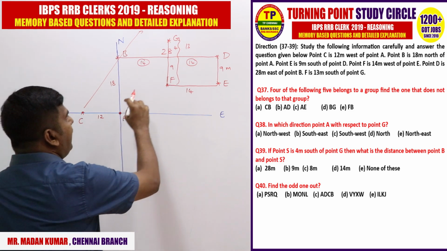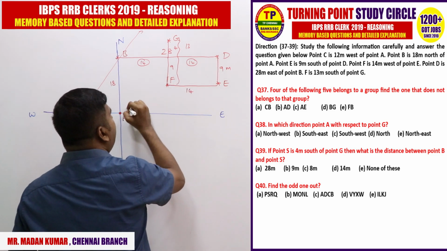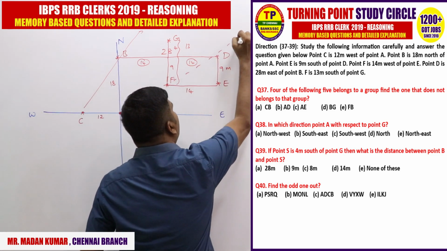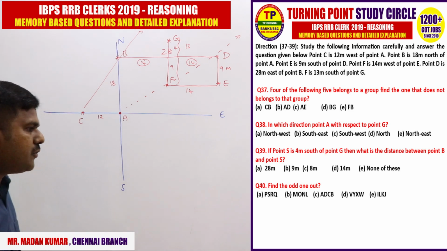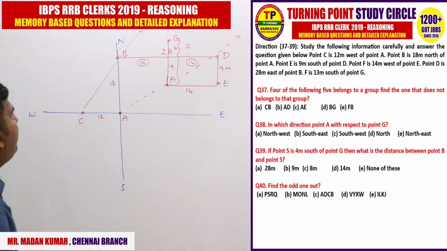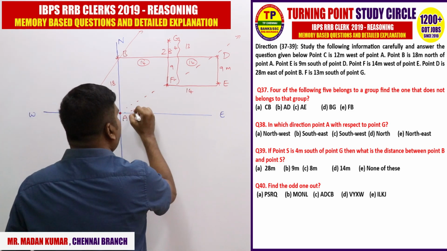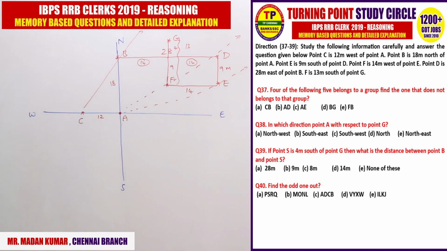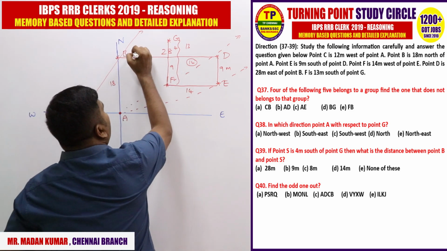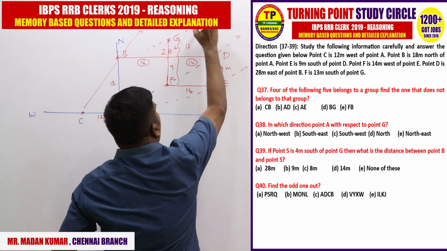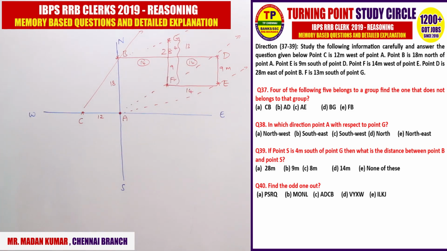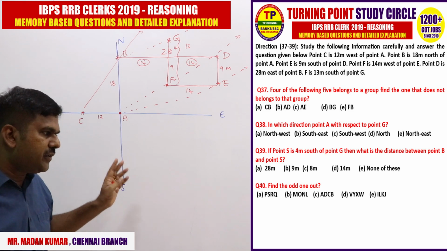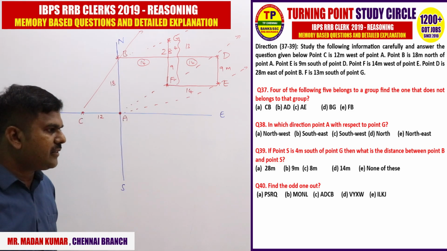A and D. With respect to A, D is in which direction? Northeast direction, right? So if you take A and E, where is E? E is here. Again, E is in the northeast direction of A only. What is the next one? B and G. Where is B and where is G? B here, G here. Again, what direction is G with respect to B? Northeast direction. So with respect to the first person, the second person is in the northeast direction.